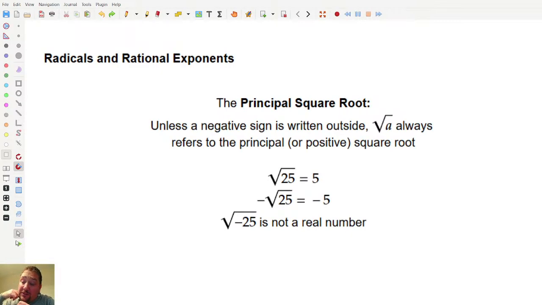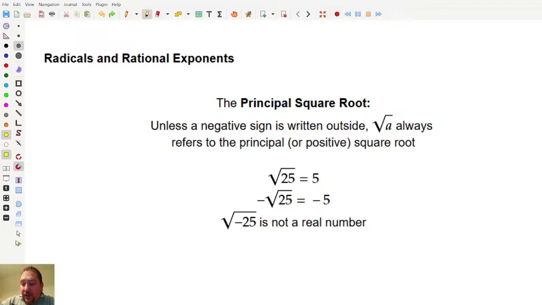If you ever hear the phrase principal square root, unless a negative sign is written outside of the square root symbol, you always give the positive square root value. For instance, if someone was to say, hey, what's the square root of 16? We might say both 4 and negative 4 are the square roots of 16, since 4 times 4 is 16 and negative 4 times negative 4 is 16. However, the principal square root symbol always refers to the positive value.